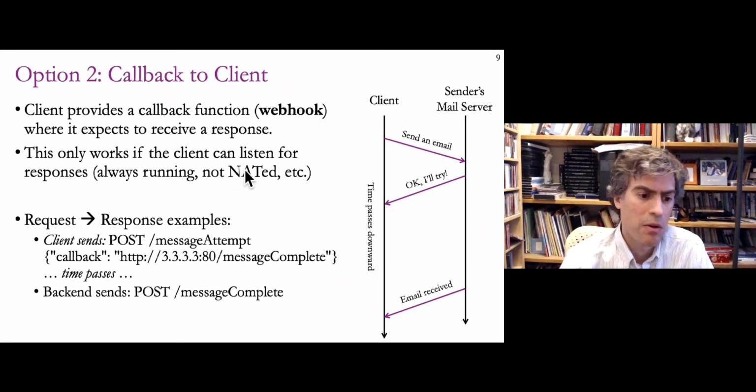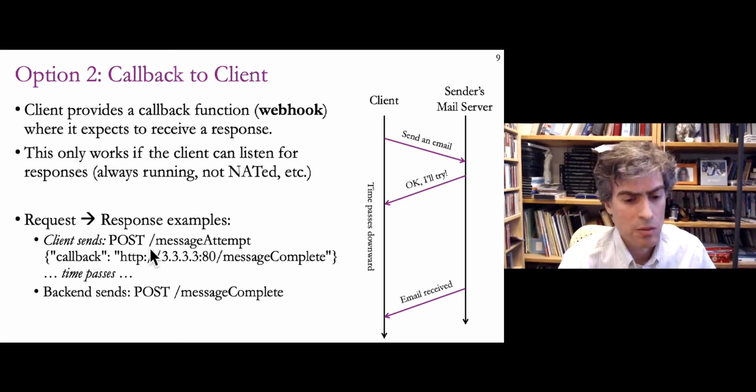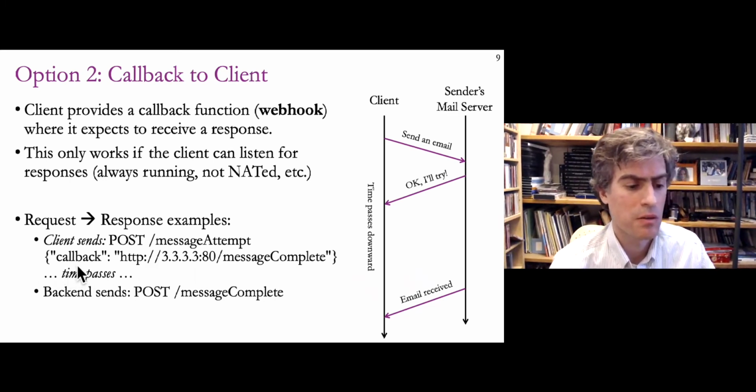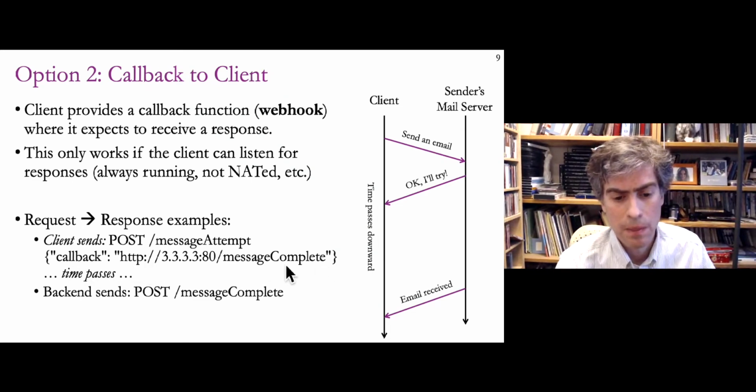What I mean by a webhook or a callback, you can kind of see in this example. The client sends a request, post message attempt, just like before. They also are including additional information. I'm including it here in a request body. So I'm saying the callback is this URL. This IP address at the beginning, 3.3.3.3 in this example, is the IP address of the client that's making the request, probably.